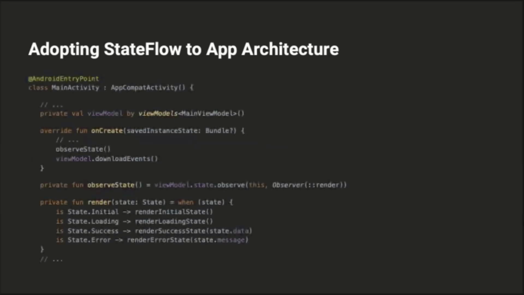Okay, let's say we have an activity. It has the main view model I showed you earlier, and it observes state changes at onCreate. Then it calls viewModel.downloadEvents. It also has a render function to render the view based on observed changes of the view state. To migrate the LiveData implementation to StateFlow, all we need to do is to change this part to this.